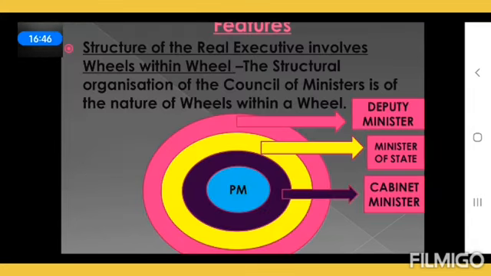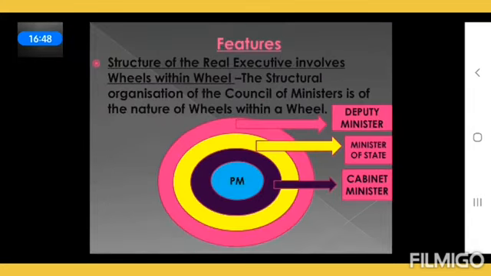Now the next salient feature is the structure of the real executive, which involves wheels within a wheel. As we can see, the structural organization of the Council of Ministers is of the nature of wheels within a wheel.